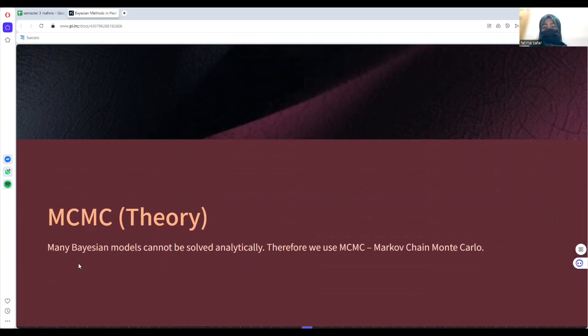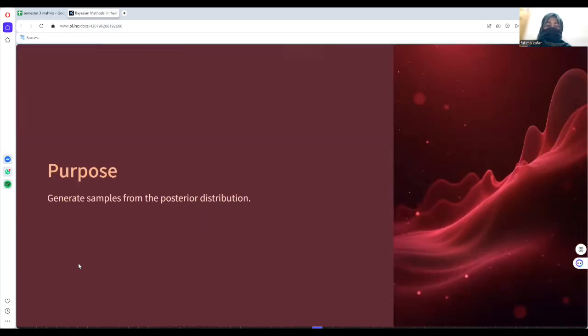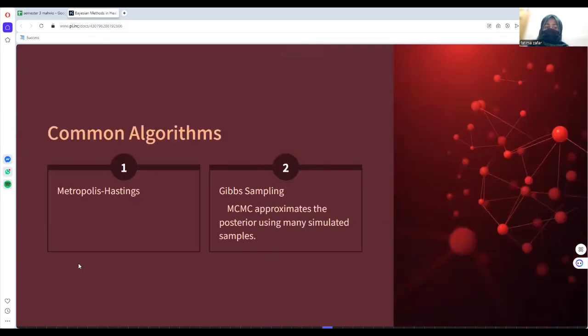Now, many Bayesian models cannot be solved analytically. Therefore, we have to use Markov chain Monte Carlo. So what is the purpose here? To generate samples from the posterior distribution. And what is the posterior distribution? The product of the prior and the likelihood. What are the common algorithms here? Metropolis-Hastings and Gibbs sampling are the common algorithms.